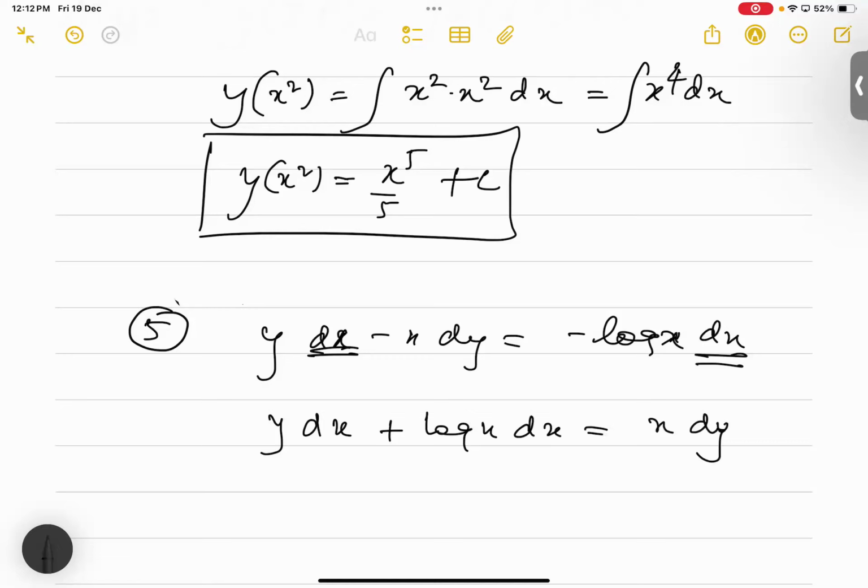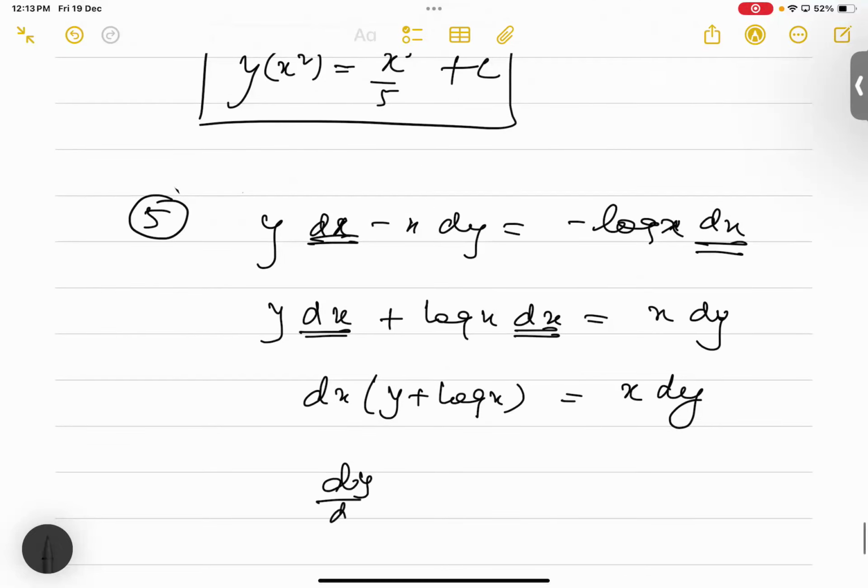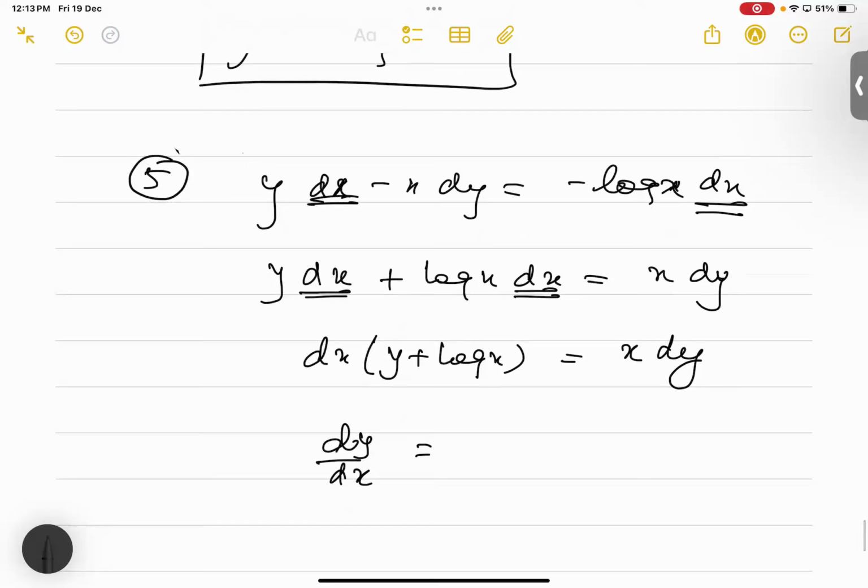Did you understand? What I did, I grouped the dx terms and the dy terms. So dx into y plus log x, and this is x dy. So will you tell me guys what is dy by dx? I told you why this is not variable separable also, because look at these two terms. There is a plus sign between x term and y term. So variable separable will be a challenge over there. We cannot do that. So what is dy by dx, anyone?